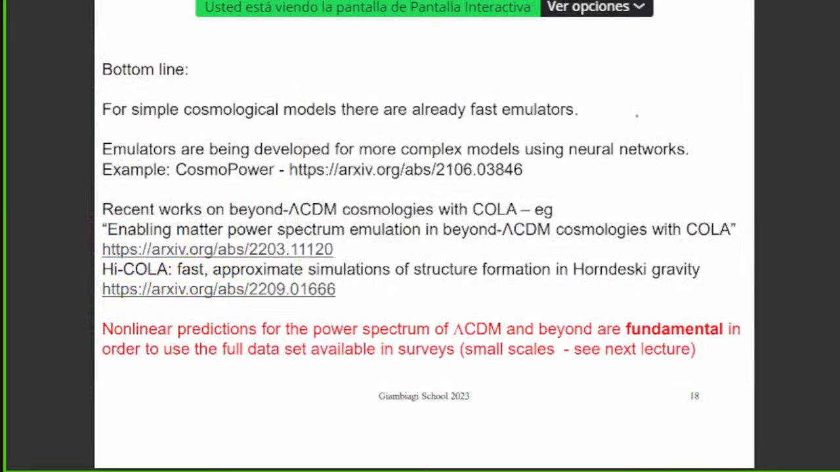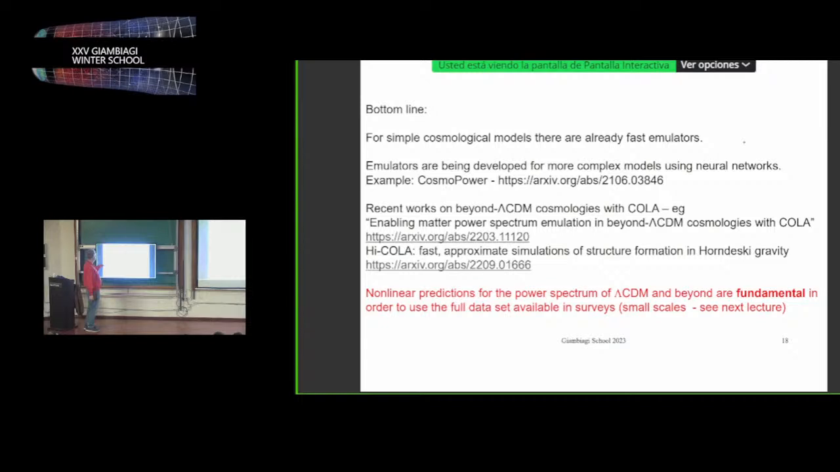For simple cosmological models, there are already fast emulators that you can find in the market, like Euclid emulator, for instance, for w0, wa. Emulators are even being developed for more complex models using neural networks. One example is something called CosmoPower, which came up two years ago or so. There's some recent work on beyond lambda CDM cosmologies with this COLA fast simulation. I know two papers on that, and there are more. There's a paper on enabling matter power spectrum emulation beyond lambda CDM models with COLA. And then there's something called hi-COLA.